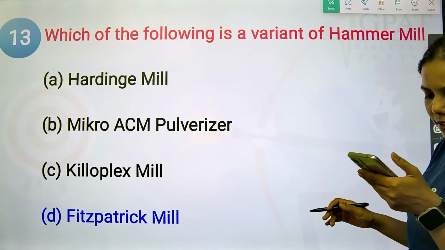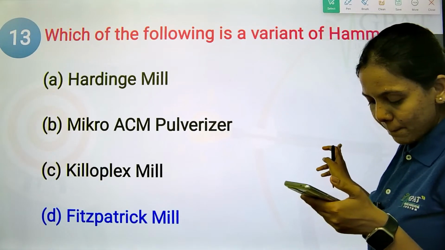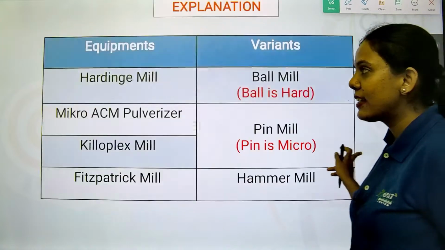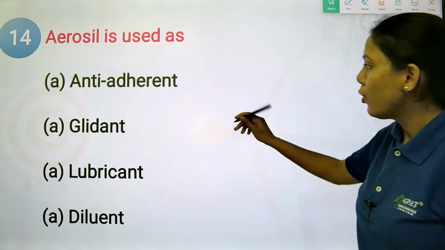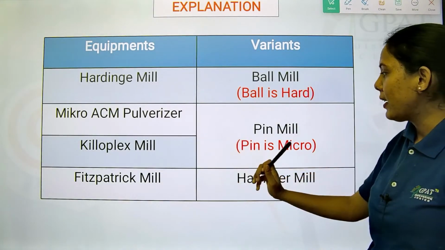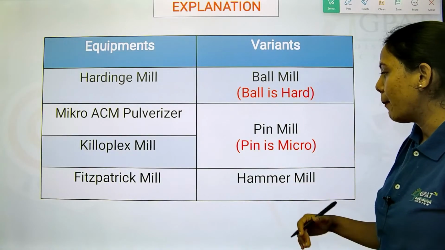So what is the right answer? D is the right answer. Very good, Vignesh, Vijaya. Sana, ball mill. Okay, very good. So option D is the right answer. I hope everybody understood. So like this you can remember: ball is hard. Micro and kiloplex, pin is micro, so pin mill micro. Fitzpatrick is a hammer mill.